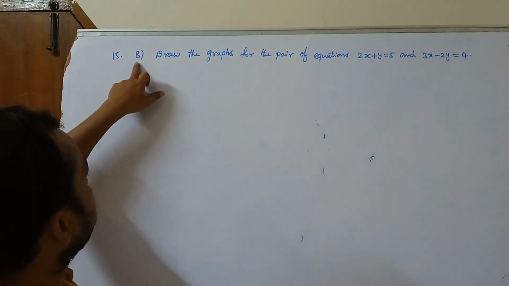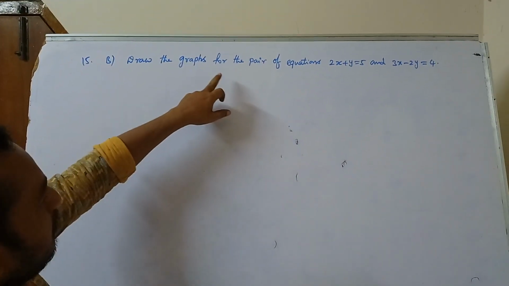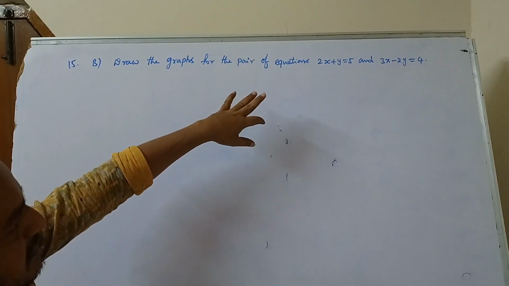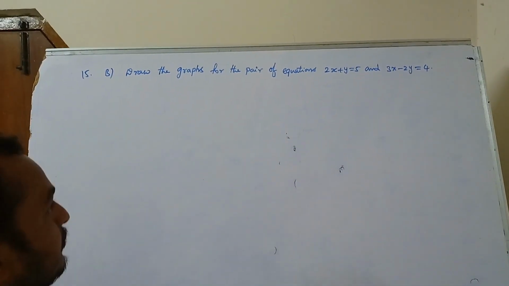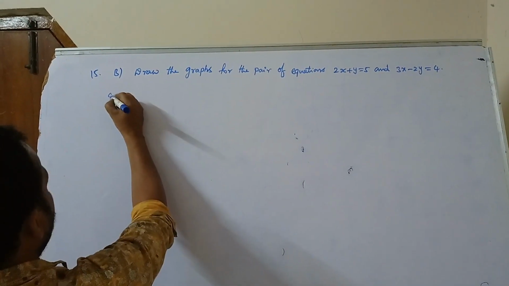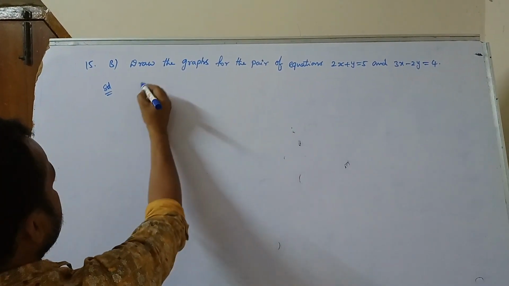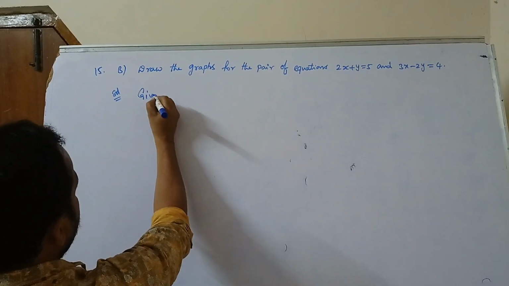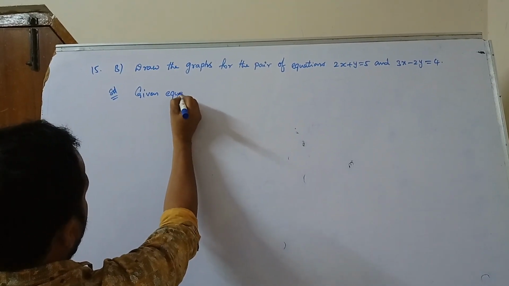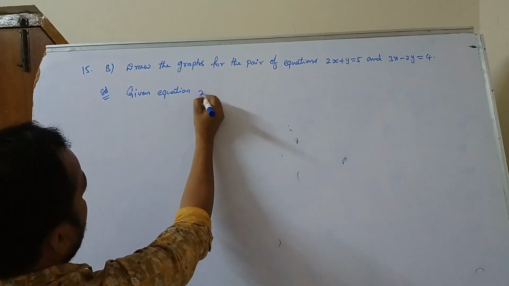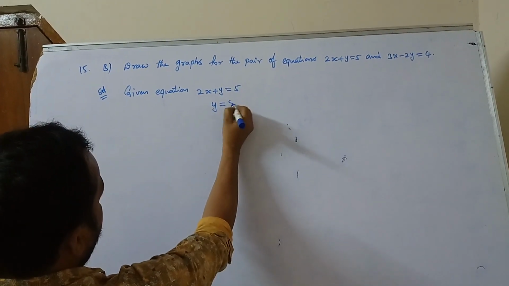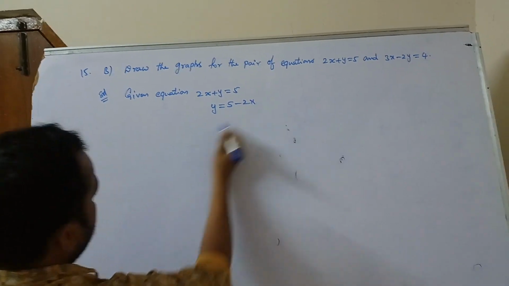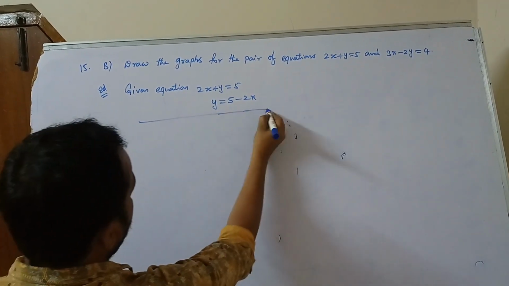Now the 15th B question: draw the graphs for the pair of equations 2x plus y equals 5 and 3x minus 2y equals 4. Now I go for the first one. Given equation 2x plus y equals 5, y equals 5 minus 2x, taking 2x to this side. Now the table for the first one.